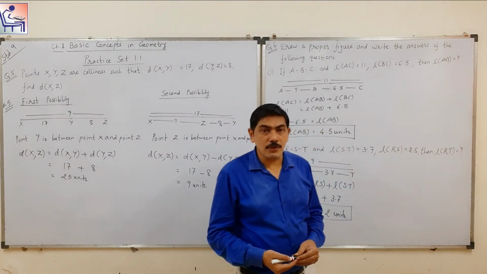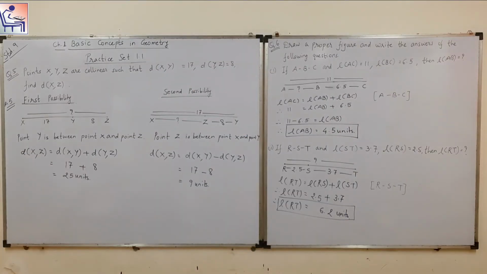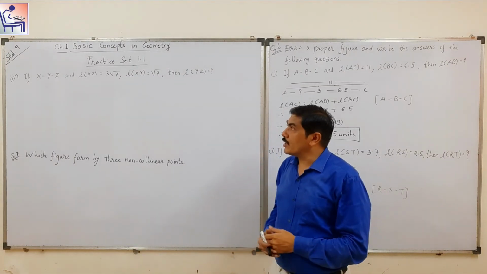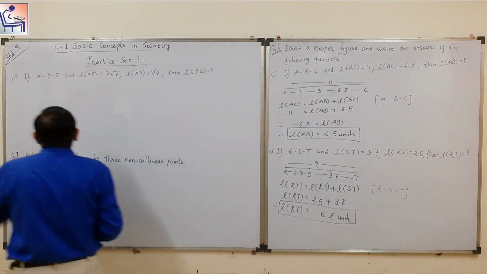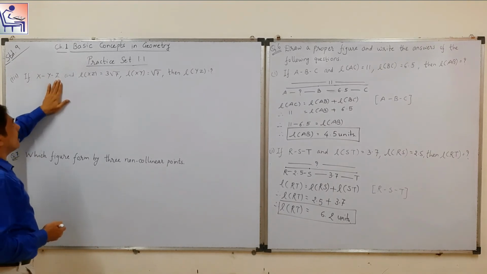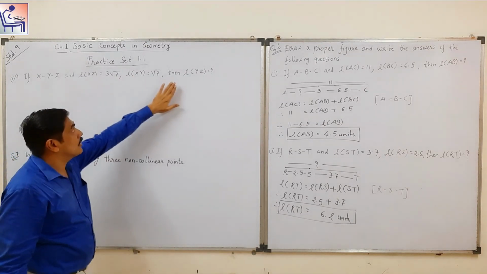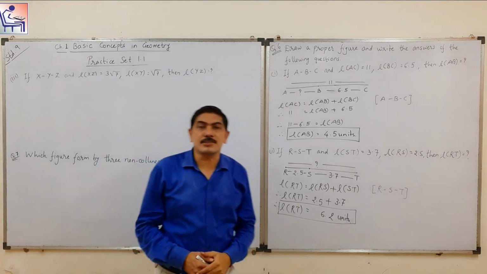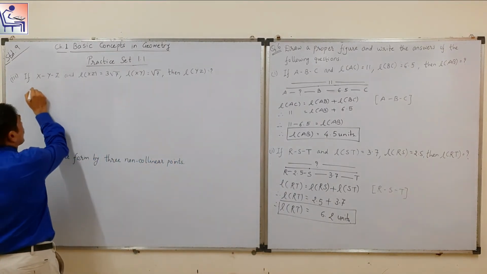Now the third sum we will do for question number 6. Question number 3 of your main question 6. Here in this question, if Y lies between point X and Z and length XZ is equal to 3 root 7 units, length XY is equal to root 7 units, then find length YZ. Here we have to find out the length YZ. So we first draw the diagram.